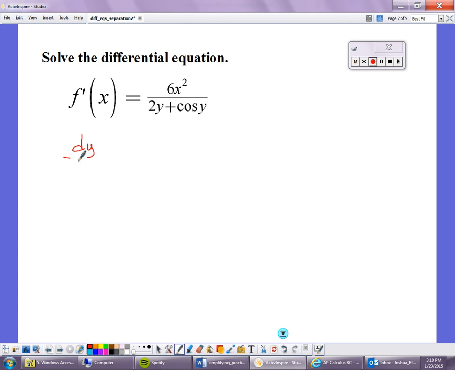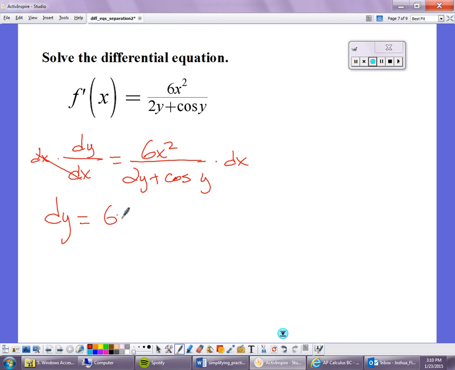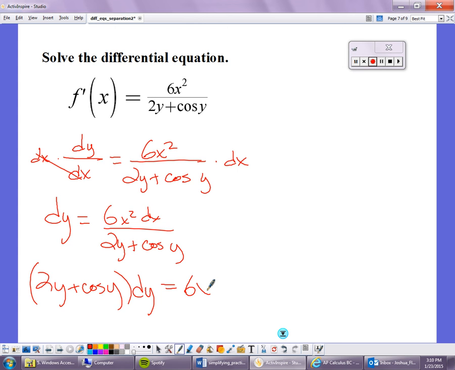Again, we'll rewrite this with the Leibniz notation: dy/dx equals 6x squared over 2y plus cosine y. There's a reason I want to look at this one specifically; we'll see in a second. Multiply by dx on both sides, and we get dy equals 6x squared dx over 2y plus cosine y. Then we'll multiply both sides by 2y plus cosine y, giving (2y plus cosine y) dy equals 6x squared dx.